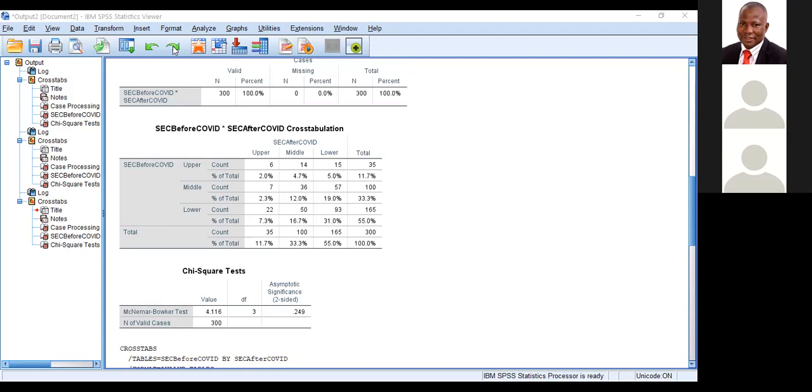Chi-square, are all the chi-square parametric? No, they are non-parametric. Chi-square tests are non-parametric. Did you get me?